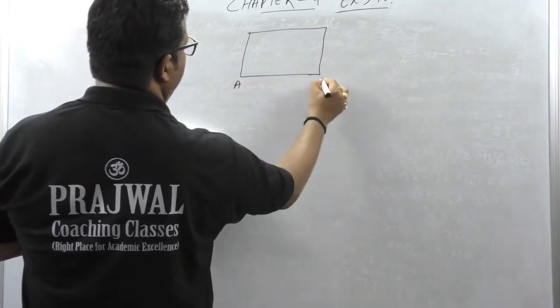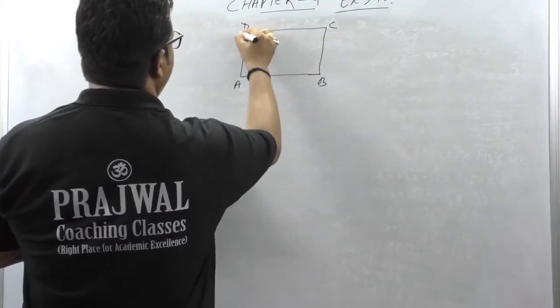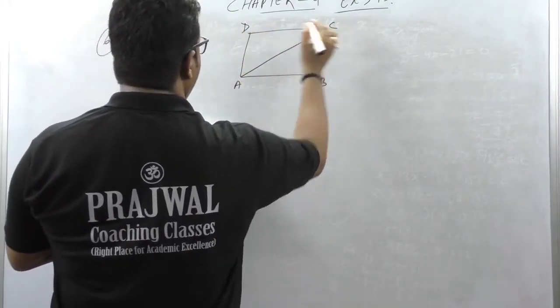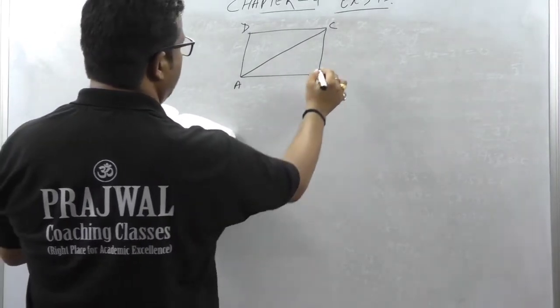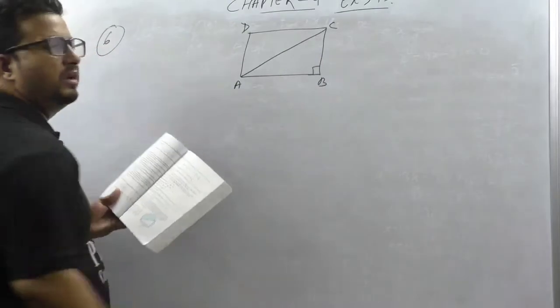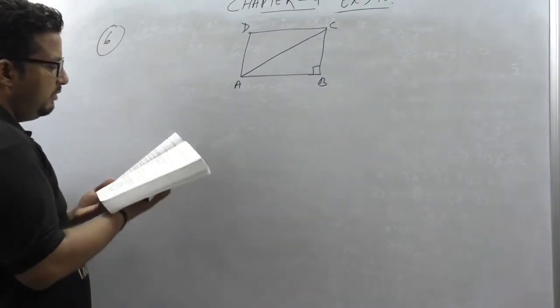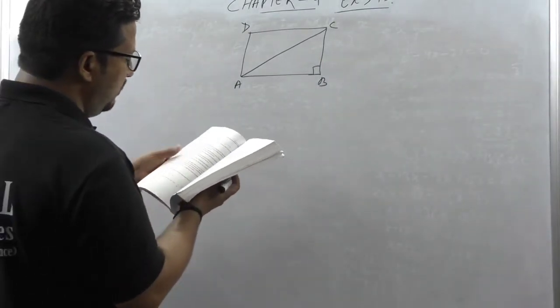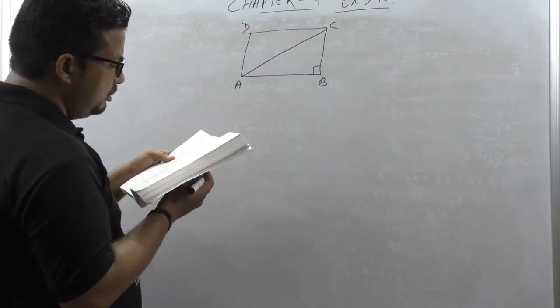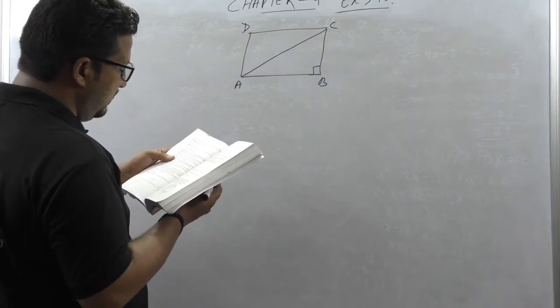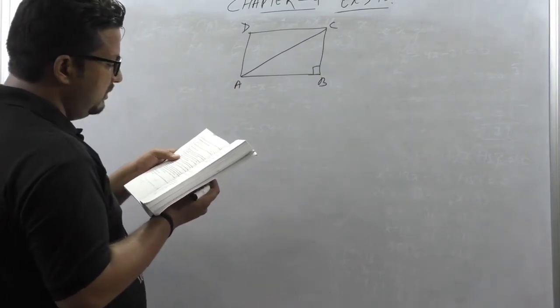A rectangular field ABCD, and he is talking about some diagonal. So the diagonal is there, and the diagonal of a rectangular field is 60 more than the shorter side. So we already know in a rectangle the corners are 90 degrees. Now we have to suppose the shorter side. What is given: the diagonal of a rectangular field is 60 meter more than the shorter side, and the longer side is 30 meter more than the shorter side.